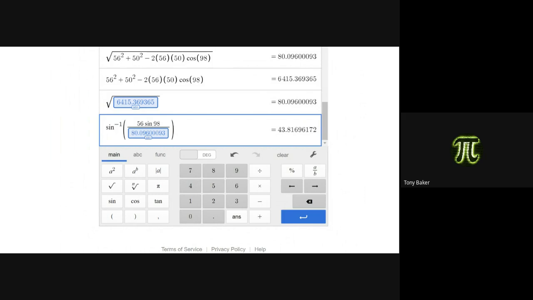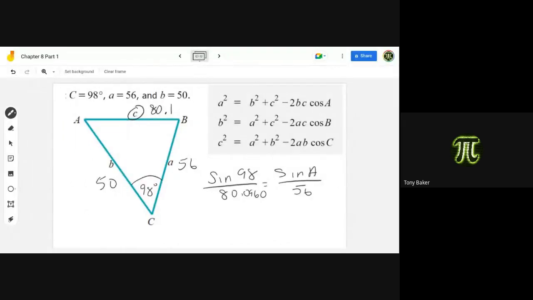So they got 43.8. Yeah. So in this case, I got 43.8. And now I can find B just by subtracting from the 180. So is it 38.2? Yep. Let's do, yeah, just do the opposite direction.